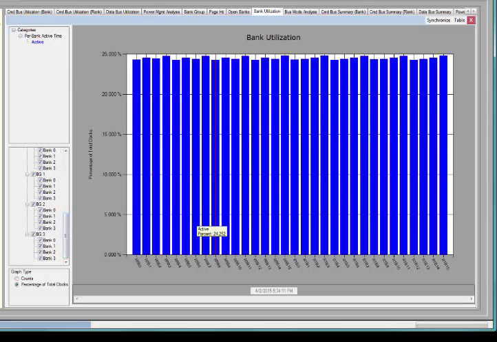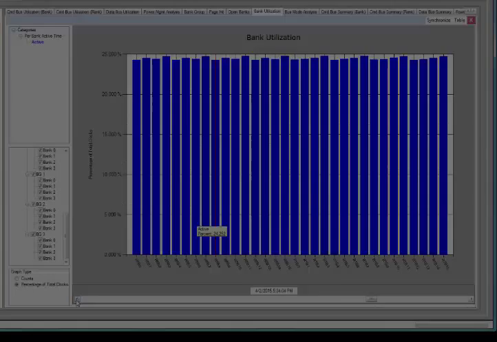Bank utilization is useful to detect system hotspots such as row hammer events or to study how the memory traffic reallocates due to page retirement or chip kill scenarios.